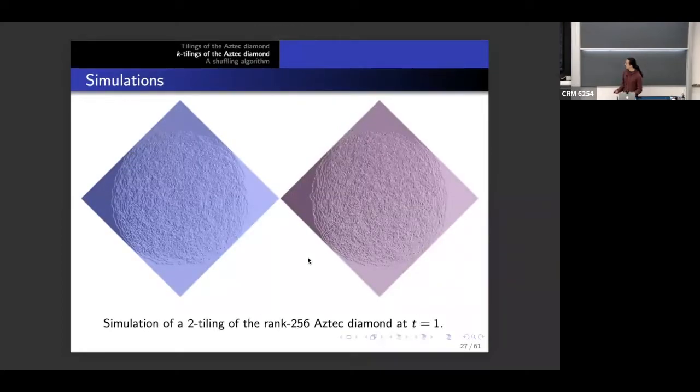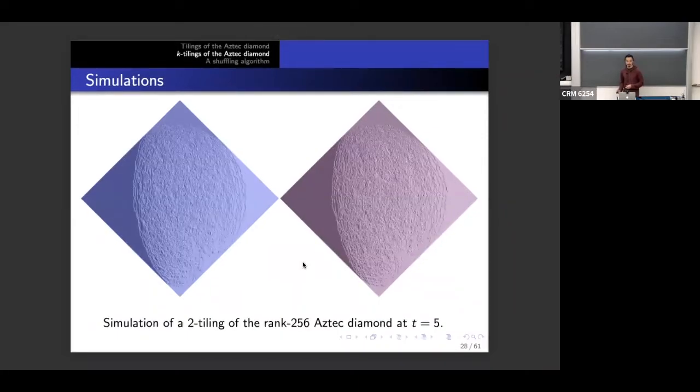Keeping T equal to 1 and making the rank 256, we start to see the normal Arctic circle that you expect for domino tilings for both colors, since in this case they're just independent. But now suppose we turn T on and say T equals 5. This is still rank 256. We see much more interesting limit shape behavior.